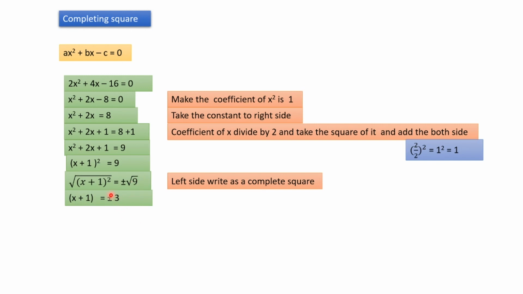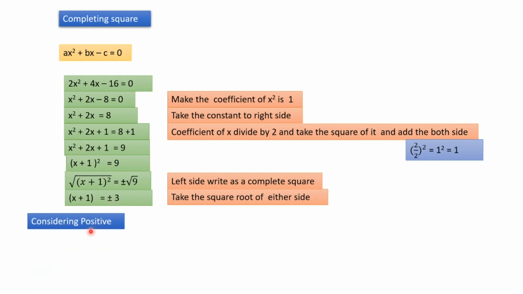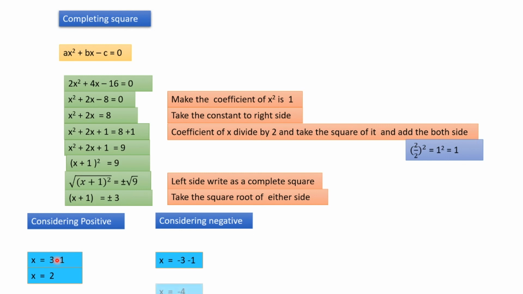Now in this equation, we have a plus value as well as a minus value. So there are two ways you have to go. Considering positive, you find the related value for the positive, and considering negative, you find the value for negative. If it is plus 3, look at this, I can write this equation: x plus 1 equals 3. Then bring 1 to the other side, x equals 2.